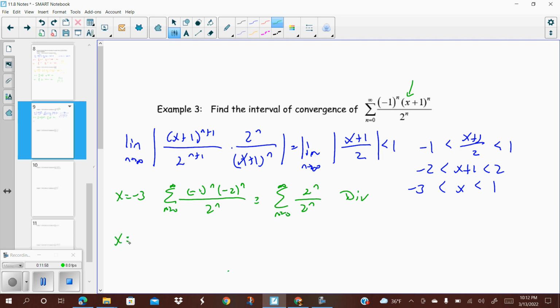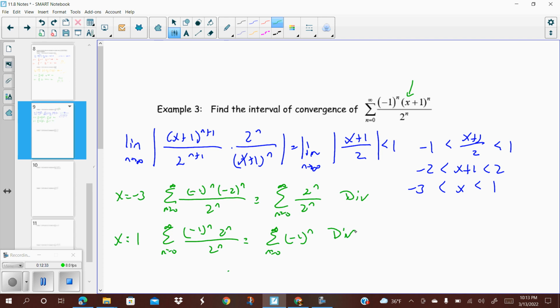So let's check the other endpoint when x is 1. So if I go from n equals 0 to infinity, we'll have negative 1 to the n. Plugging a 1 in for x gives me a 2 to the n over a 2 to the n. Well, the 2 to the n's are going to cancel themselves out, which means I've got a series from n equals n0 to infinity of just negative 1 to the n. We've already shown by the nth term test that one is divergent, which it is.